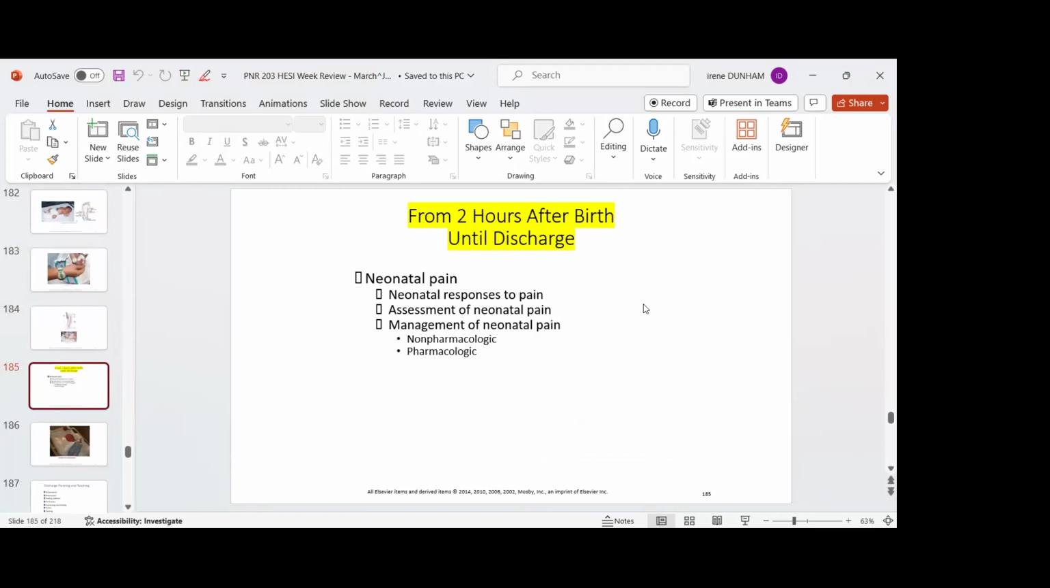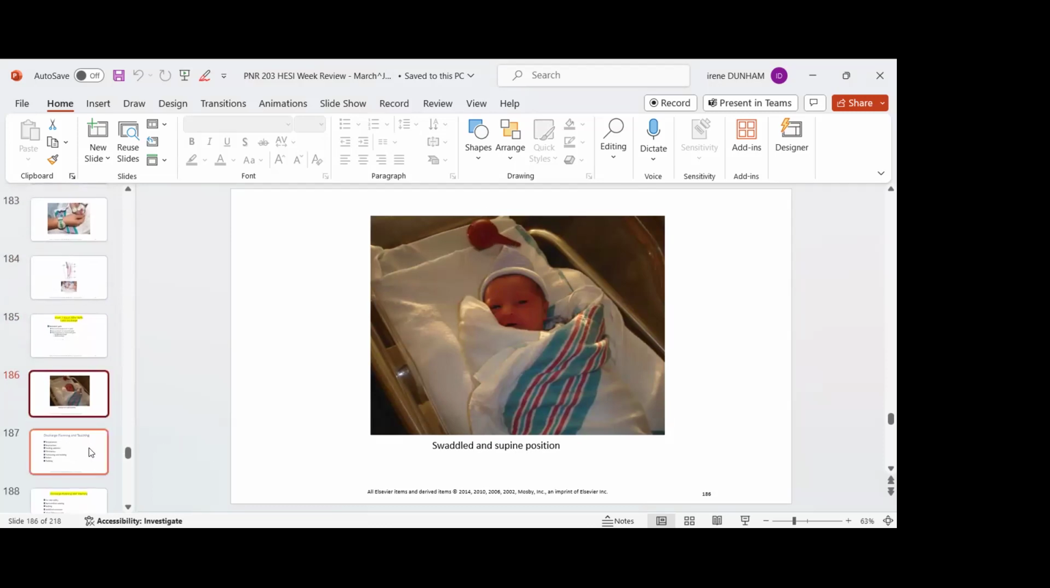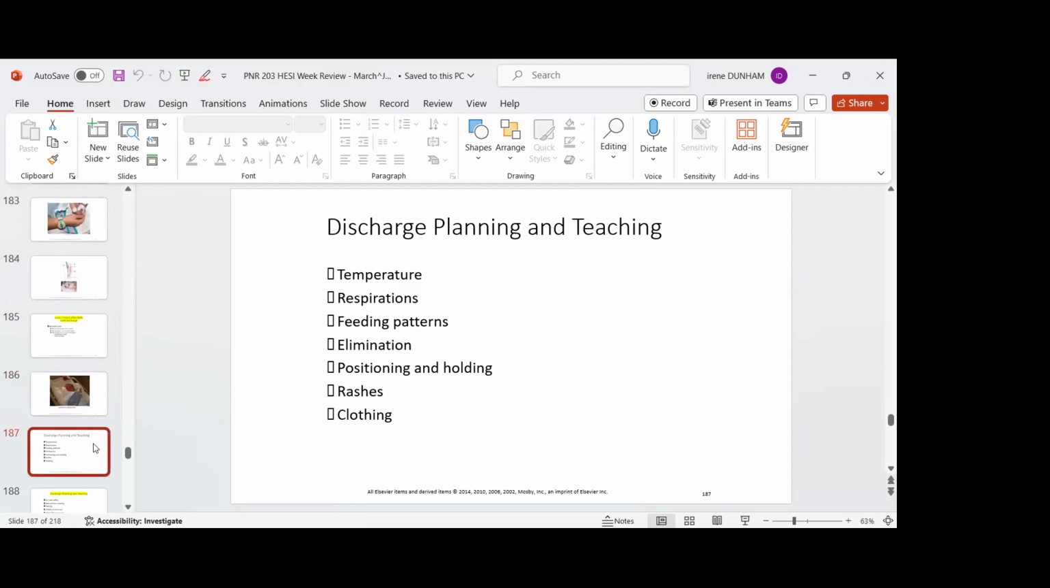Pain. Neonatal responses to pain. They do experience pain. We have to assess their pain and we have to manage their pain. Here's a baby that's nicely swaddled and in a supine position. He's nice and comfy. He's warm, right? And he has a hat on him. Here's the bulb syringe to make sure that his airway stays open, patent.